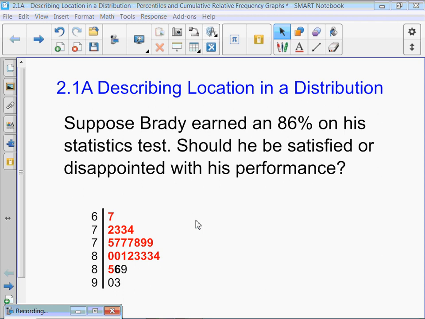Suppose Brady earned an 86% on his statistics test. Should he be satisfied or disappointed with his performance? What that means is relative to the rest of the class. Should he be satisfied? Did he do well, or was everybody way above?